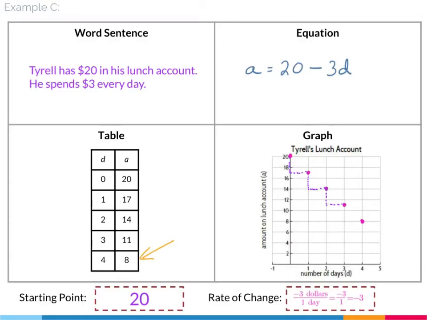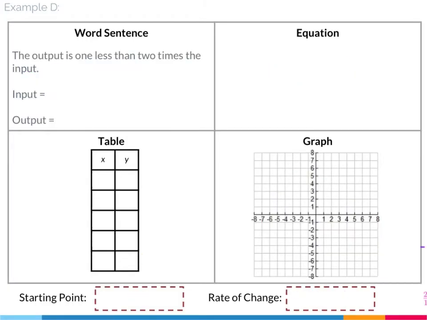Now let's take a look at a scenario where it's just input and output. So here we are in a scenario where it's not talking about a real-life example. It's just giving us: the output is 1 less than 2 times the input. And in order to do this, we need to know which thing is the output and which thing is the input.